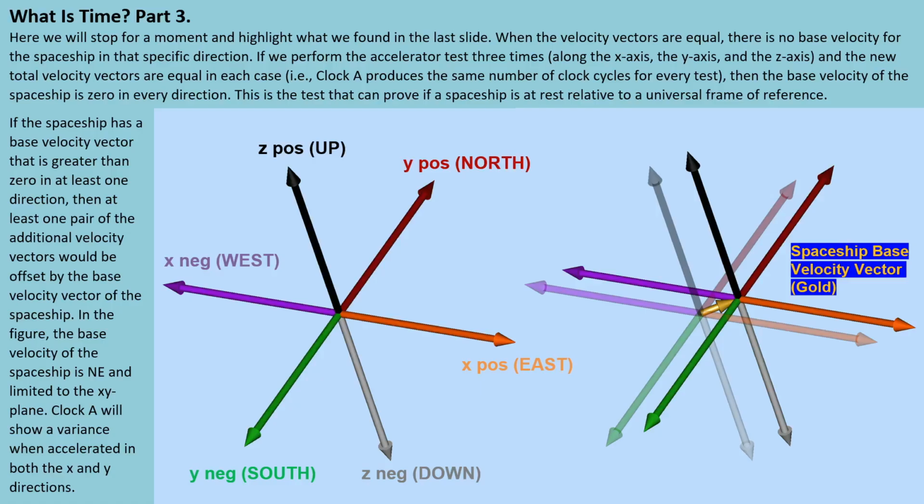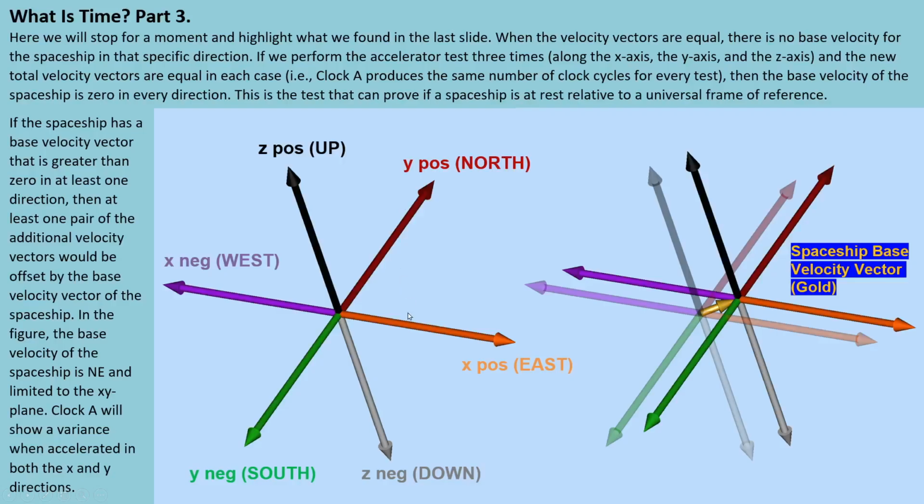This is the test that can prove if a spaceship is at rest relative to a universal frame of reference. If the spaceship has a base velocity vector that is greater than 0 in at least one direction, then at least one pair of the additional velocity vectors would be offset by the base velocity vector of the spaceship. In the figure, the base velocity of the spaceship is northeast and limited to the xy plane. Clock A will show a variance when accelerated in both the x and y directions.